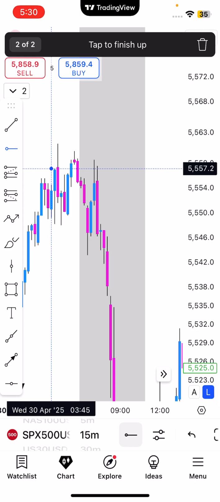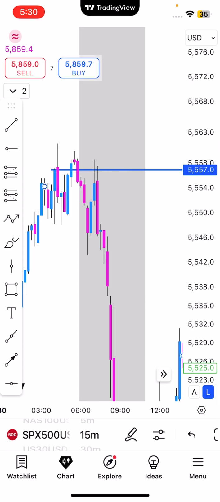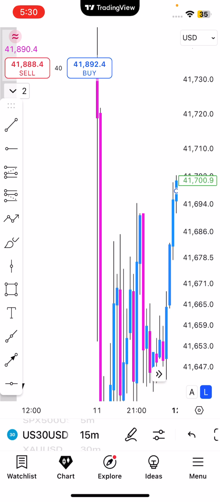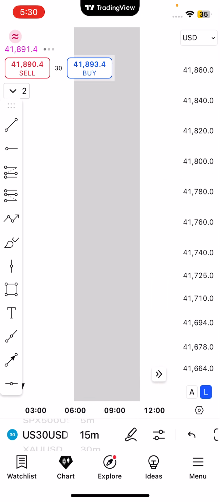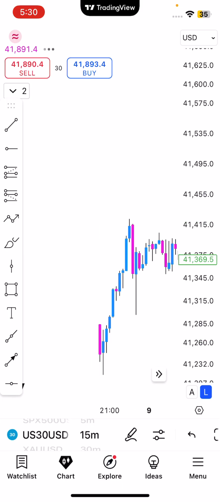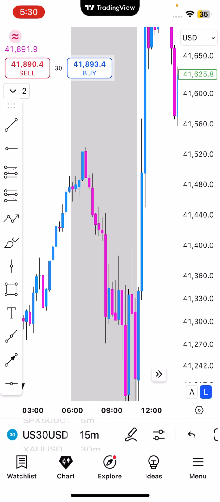This is an HNS level. You can see here, HNS, beautiful. So if you want to use any time frame, that's up to you. You want to use any pair, it works for pretty much everything. This is US 30. Looks like Chop City.